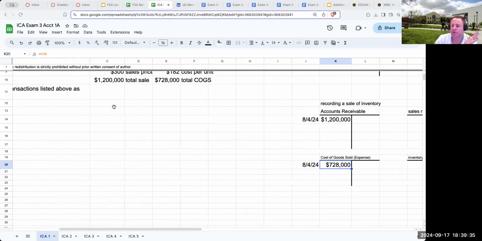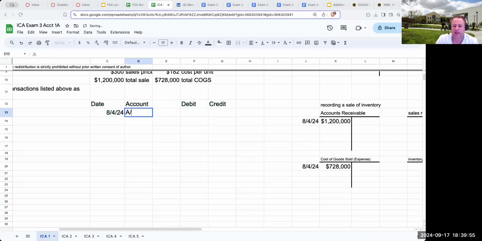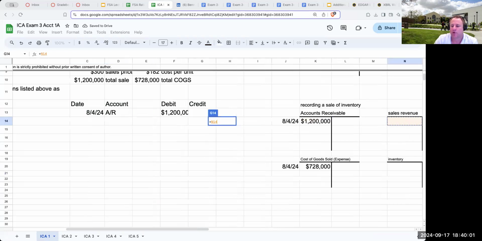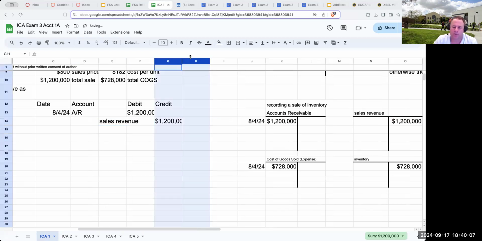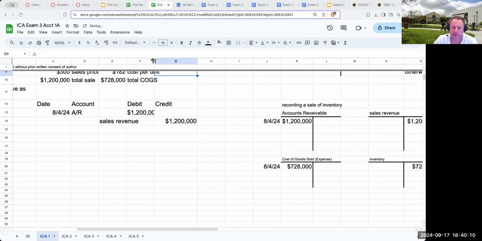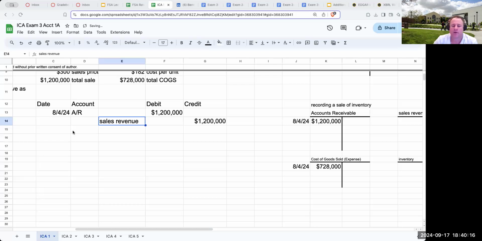Now, because I've gone through and I've basically made these T accounts, I can basically do the journal entry. So on 8/4/24, my date, account, debit, credit, what I'm going to do over here is I'm debiting accounts receivable for 1.2 million. I am crediting sales revenue. Remember, when I'm recording this, I have to make sure that I am indenting the credit description, at least for my class.